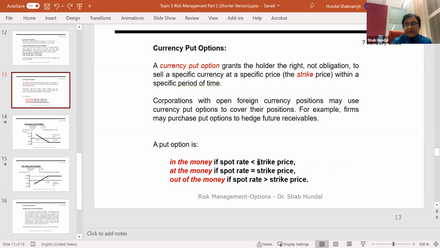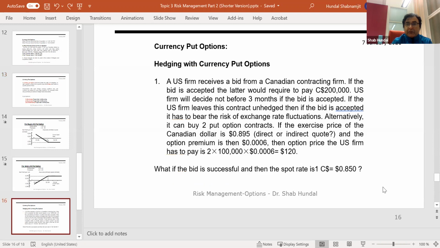Your strike price is, I think, 0.895, and the spot rate is 0.850. So yeah, it's good for you. So you make money.